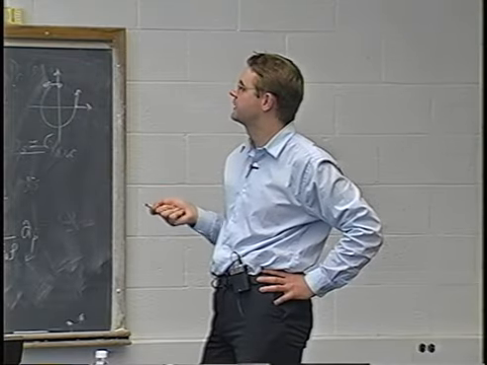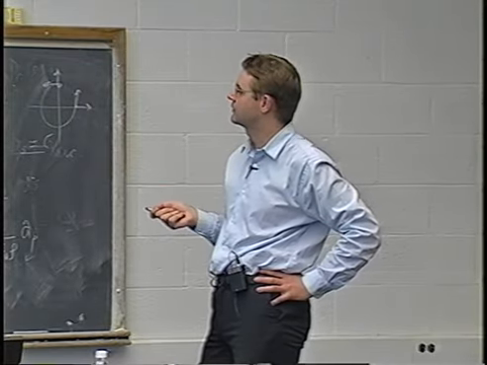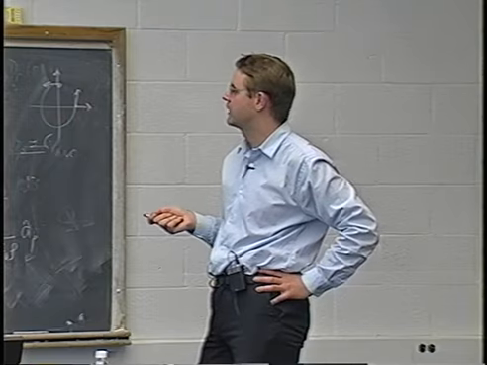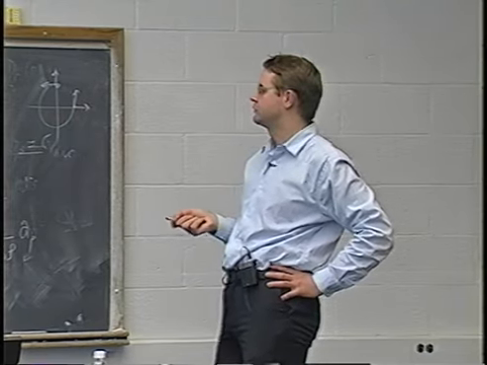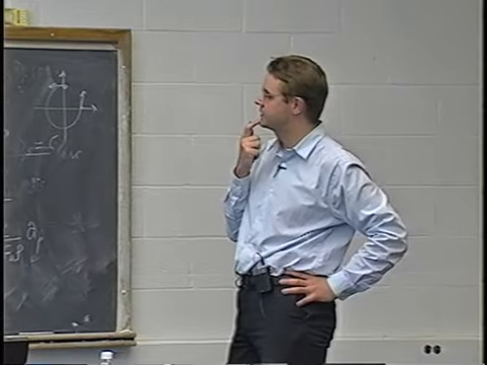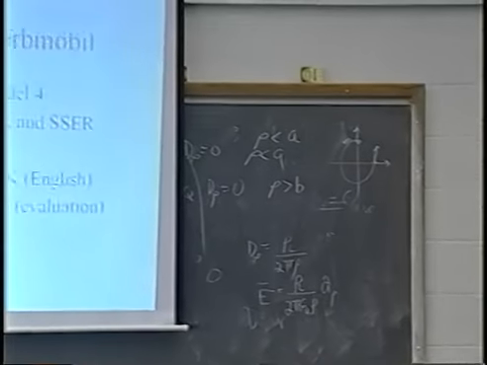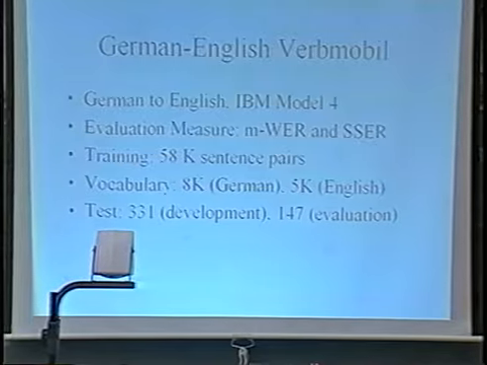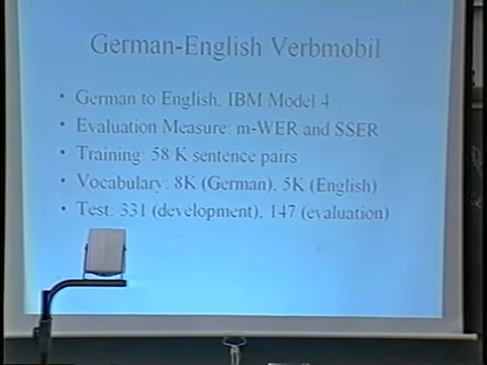This is for the German Verbmobil task, where the training set is rather small, only 60,000 sentence pairs, and a relatively small vocabulary. We had two test sets: one development test set, on which the model parameters were set. These were basically things like the language model scaling factor. The pruning experiments were carried out on this development corpus as well. And then we had an evaluation corpus on which we evaluated the final translation performance, also computing the subjective sentence error rate.